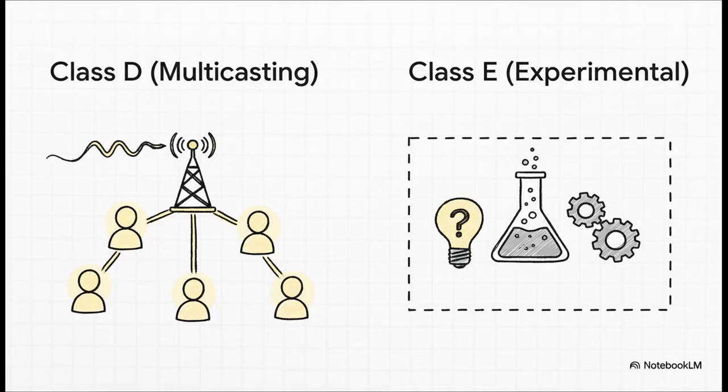And then you had a couple of specialty classes. Class D is for something called multicasting. You can think of it like a radio broadcast, where one signal goes out to a whole group of specific listeners at once. And Class E? Well, that was just set aside for research and experiments, basically the internet's R&D department.